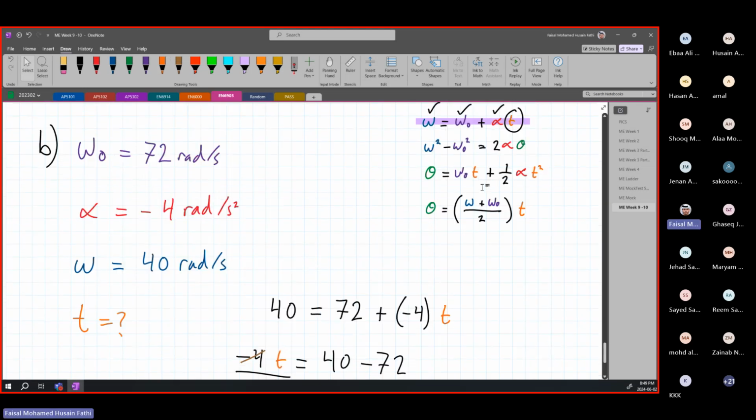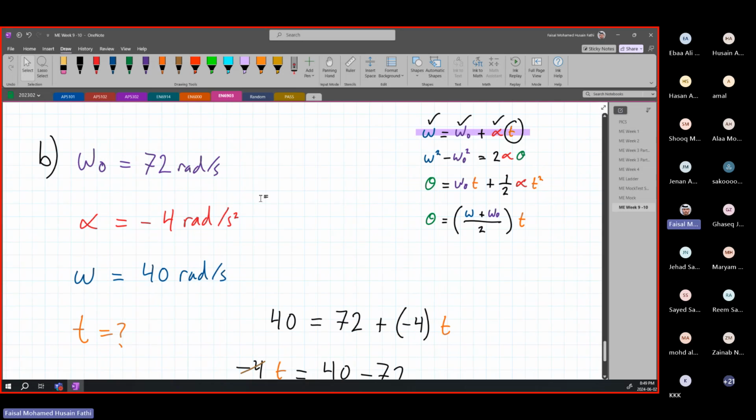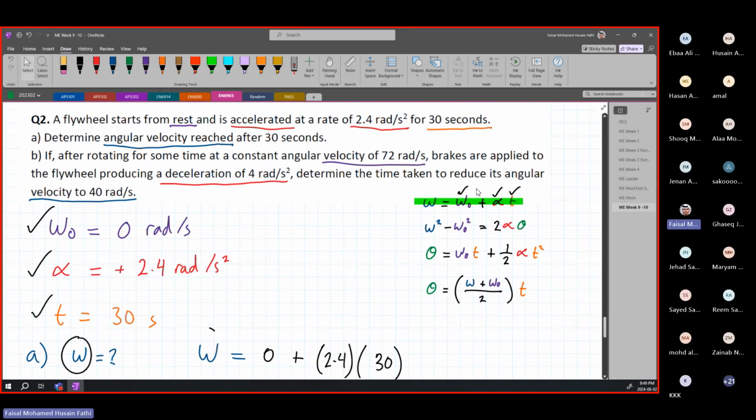All I was doing was applying the equation, seeing what the given values are. If you notice, the trick here is understanding what the question wants. You have to read the question clearly and understand what is meant by it. So it was saying after rotating for some time, there was a specific amount of time that has passed. So we are not considering everything from before this point. We are considering now our new initial point is when the flywheel is already rotating. So the initial angular velocity is going to be 72 radians per second.